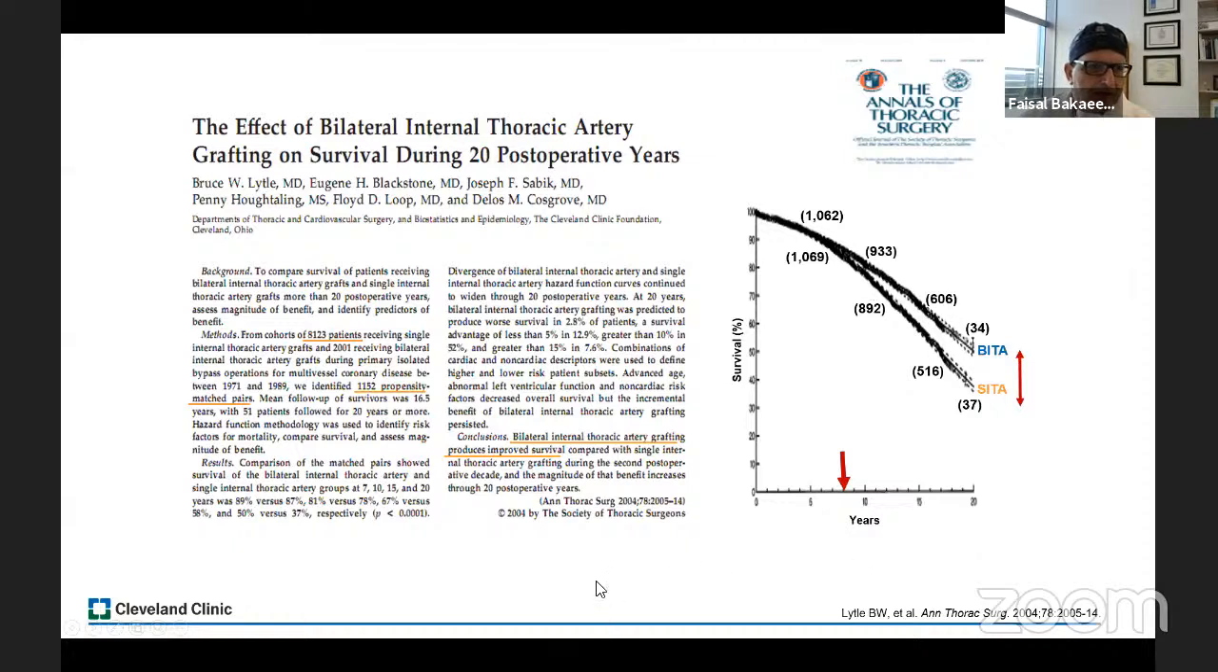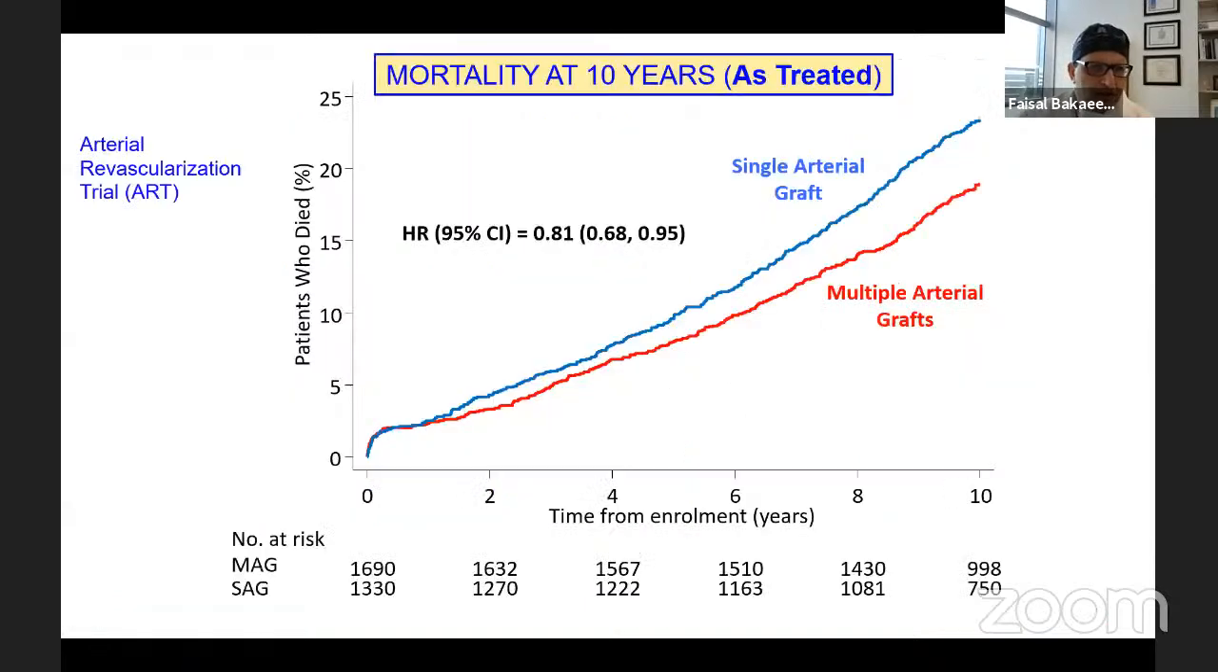So at the clinic, we've been using ITAs bilaterally for over 20 years now. And if you look at Dr. David Taggart's ART study, even though it was a negative study with no survival difference between bilateral and a single mammary to the LAD, if you look at the as-treated analysis and adjust for the use of radial artery, which is superior, as we will discuss, to vein, then those patients who get multi-arterial grafting have a better survival rate than those who get a single LITA to LAD.